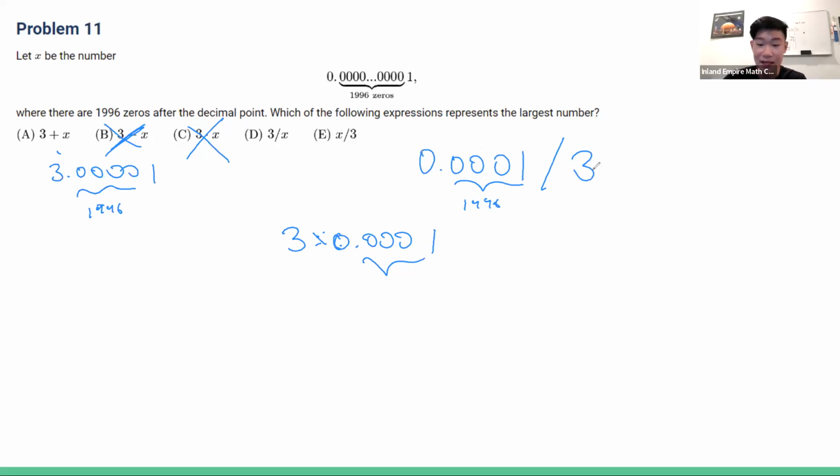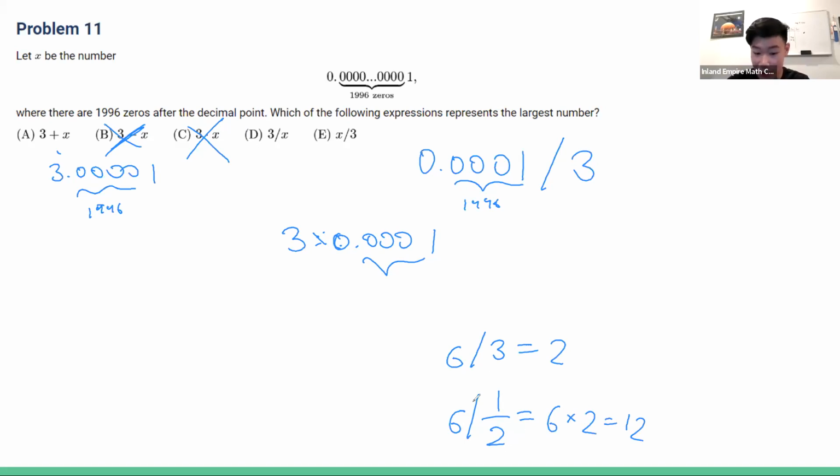We know that if we ever divide by a number that's greater than 1, we're going to get a smaller number, right? For example, if I divide 6 by 3, I would get a smaller number than 6. But if we divide by a number that's smaller than 1, for example, if I divided 6 by 1/2, because 1/2 is smaller than 1, then I would get 6 times 2, because when you're dividing by a fraction, it's just multiplying by the reciprocal of the fraction, right?